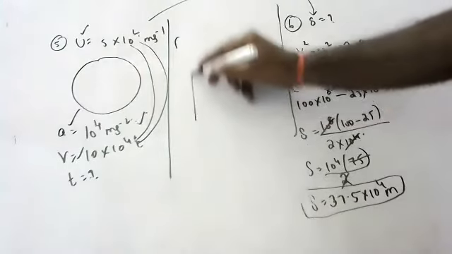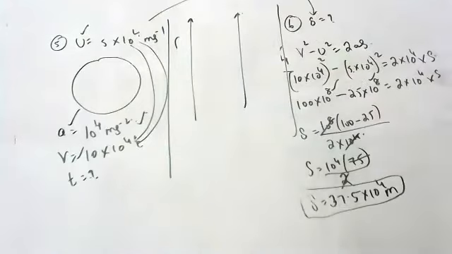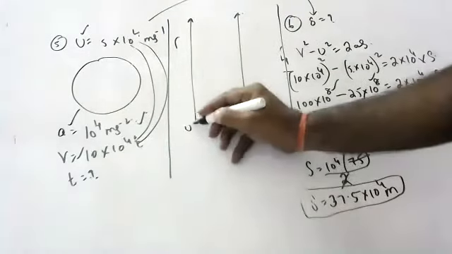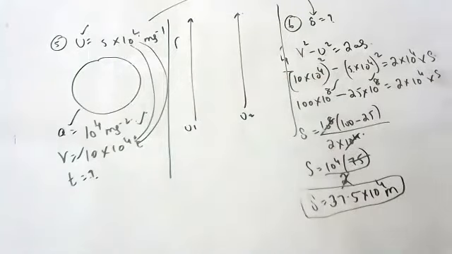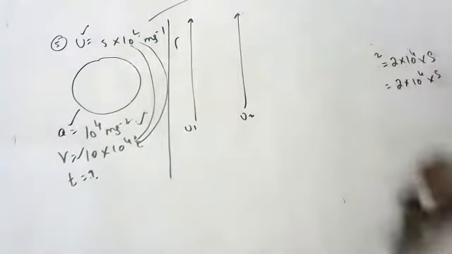Children, two stones are thrown vertically upwards simultaneously with their initial velocities u1 and u2. This initial velocity u1 and this initial velocity u2. Prove that the heights reached by them would be in the ratio of u1 square is to u2 square. Assume upward. What is the ratio of their heights?